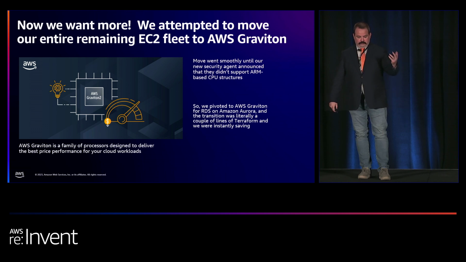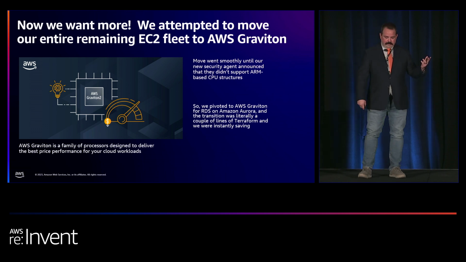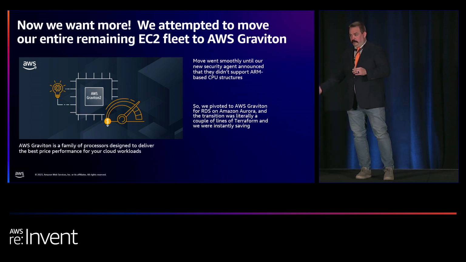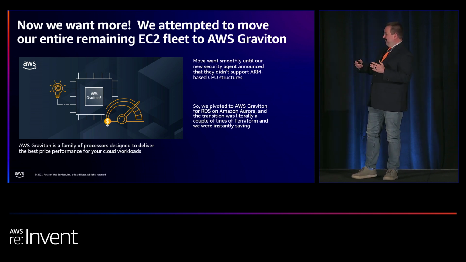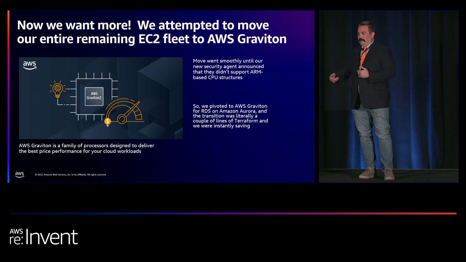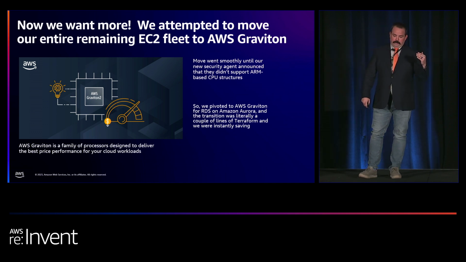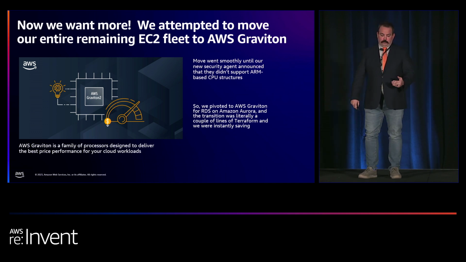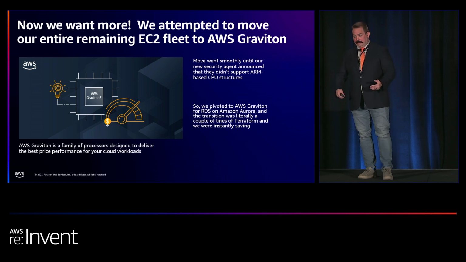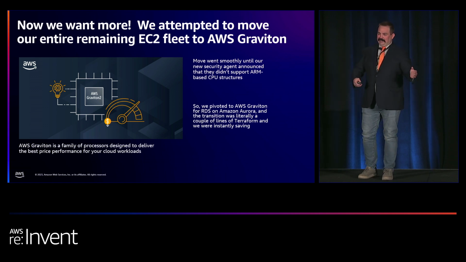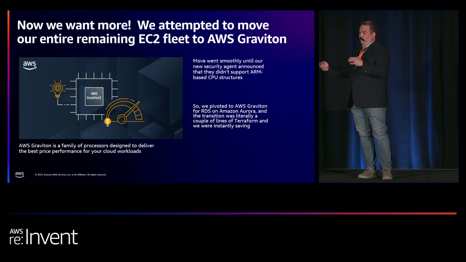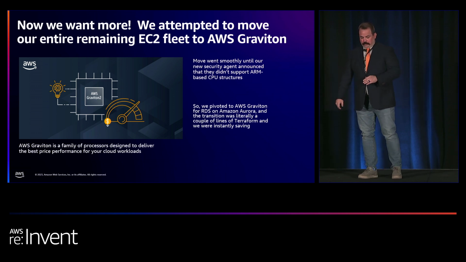The Graviton processor is a family of processors designed to deliver the best price performance for your cloud workloads, is what Amazon tells you. And so we tried to implement this across our EC2s. We got a fair ways through it and then realized it wasn't going to work because one of our security agents didn't support ARM-based CPUs, so we had to roll that back. It was a sad day for us all, but that's since been fixed, and we're refocusing on that in 2024.